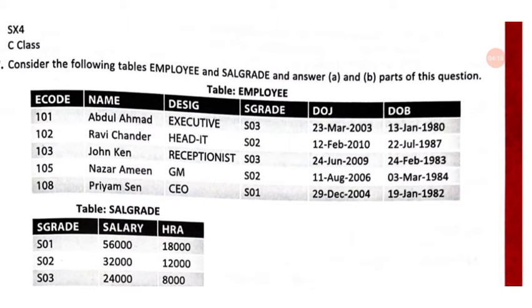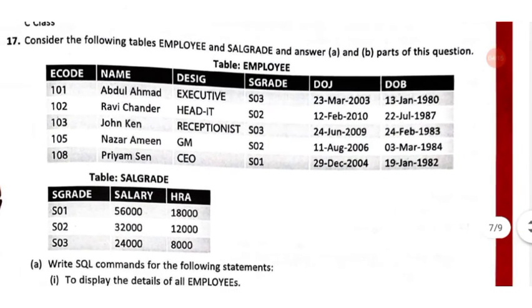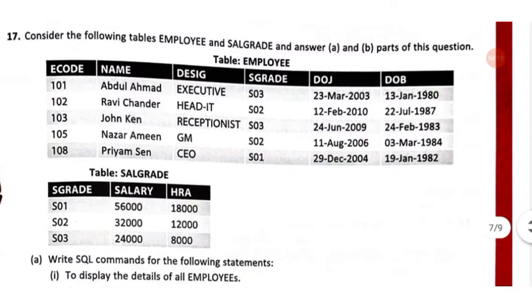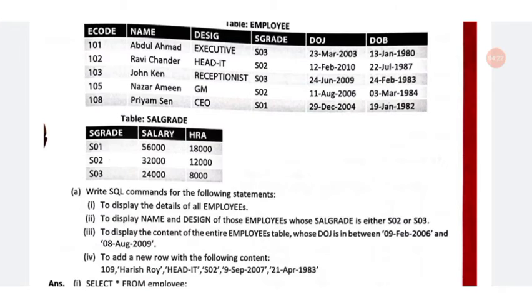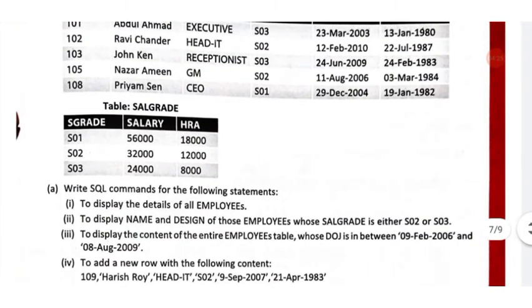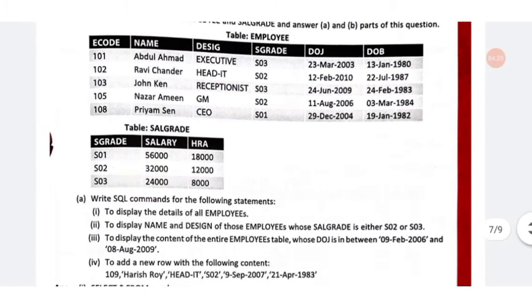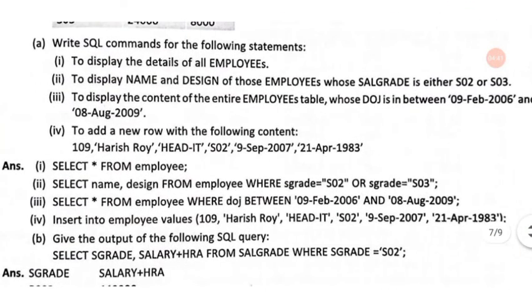Then consider the following tables, employee and sal grade, and answer A and B parts of the question. So we have two tables, employee and sal grade. Then to display the details of employees. So we have to display the details of employees: select star from employee. We need all the details, so we can write it as select star from employee.